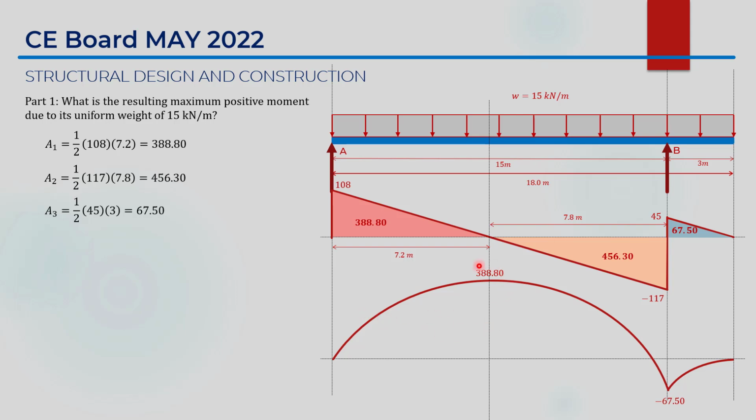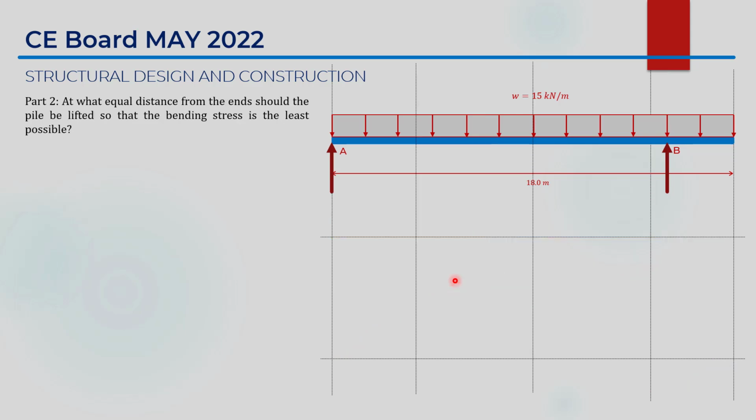So, if we take a look, our moment diagram, the positive moment na nakuha natin is 388.8 kilonewton meter. So, that is our answer for our part 1. Okay? We will now go to our part 2. Our part says, what equal distance from the ends should the pile be lifted so that the bending stress is at least possible? So, what will happen?